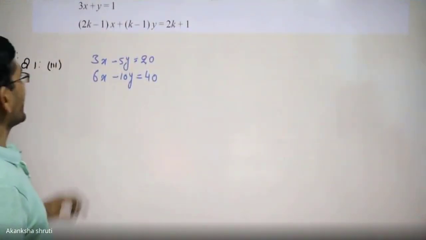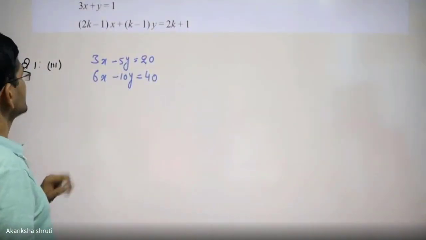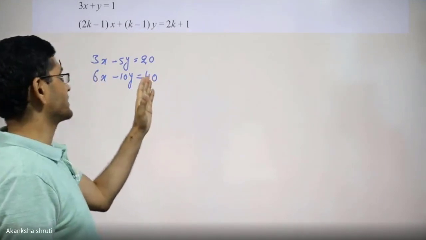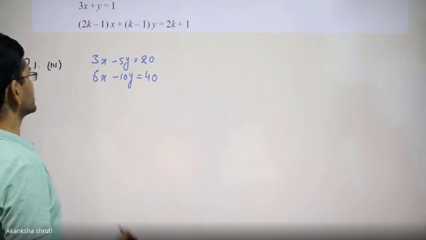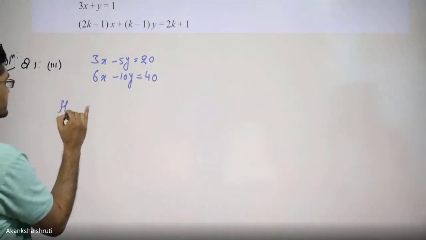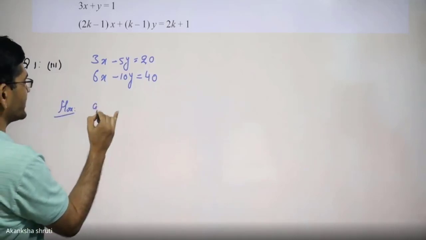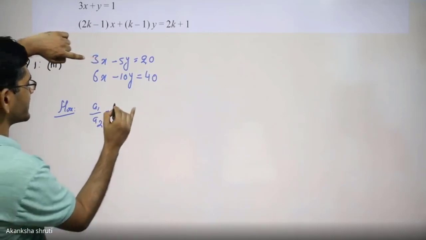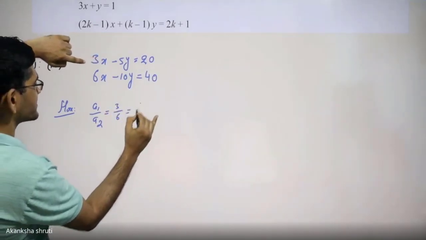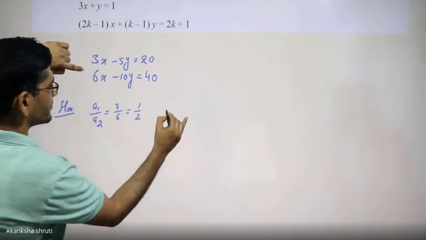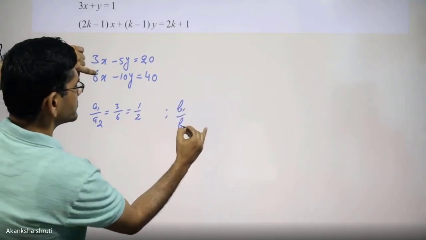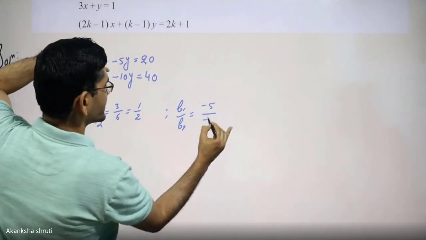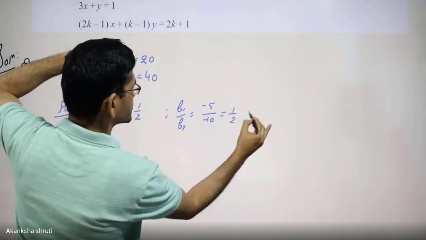Students, the very first thing is whether we can solve it or not, that can be checked. Or if we can solve, then whether it has a unique solution or infinitely many solutions. So here we have a1 by a2. a1 means the coefficient of x, it is our 3 by 6. This can be simplified as 1 by 2. b1 by b2, it is our minus 5 by minus 10, again 1 by 2.